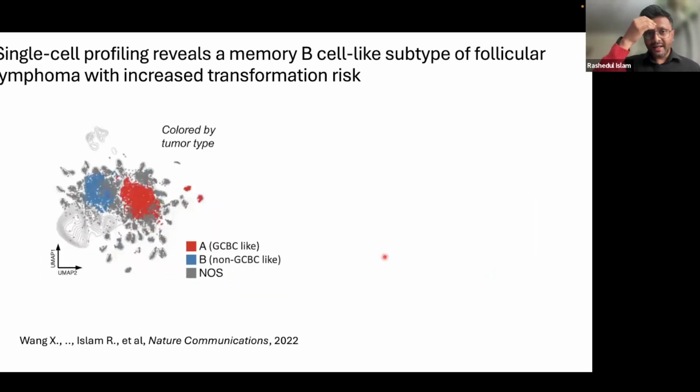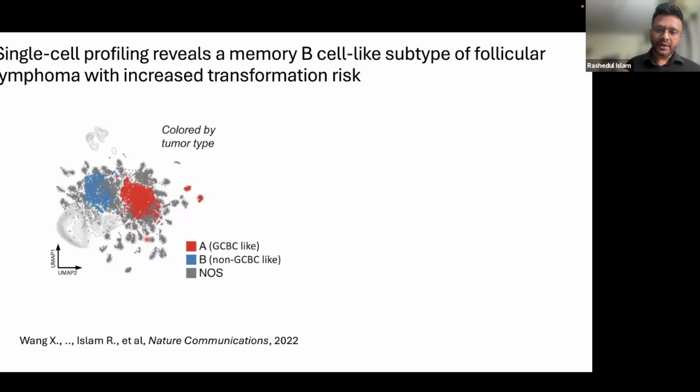So here we studied follicular lymphoma. We had 150 samples. In this two-dimensional UMAP plot, we have plotted all the cells from these 150 individuals with follicular lymphoma. And we used cell surface markers. The technology is called single cell CyTOF. Using this technology, we found two major groups. We have highlighted those patients in red and blue.